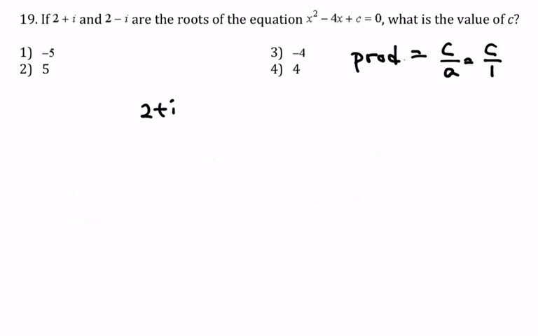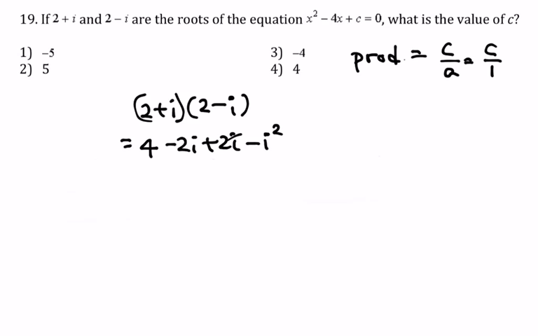Then we get 2 plus i, and then 2 minus i. And then once you multiply them out, we get 4 minus negative i squared, which becomes what? 5. c is equal to 5.